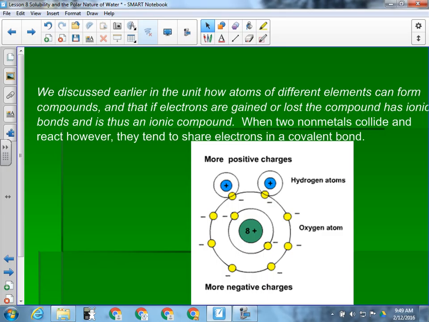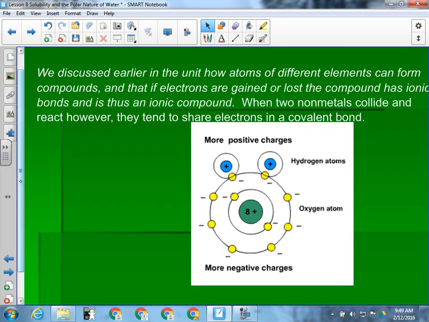So in water, we've got 2 hydrogens and 1 oxygen. The 2 hydrogens are these little pluses up top here. This is a proton, this is a proton, so that's the nucleus of the 2 hydrogen atoms. Each hydrogen atom has 1 electron, which is supposed to orbit the hydrogen like this. When it bonds to oxygen, this becomes a molecular compound, not an ionic one. So water is molecular.